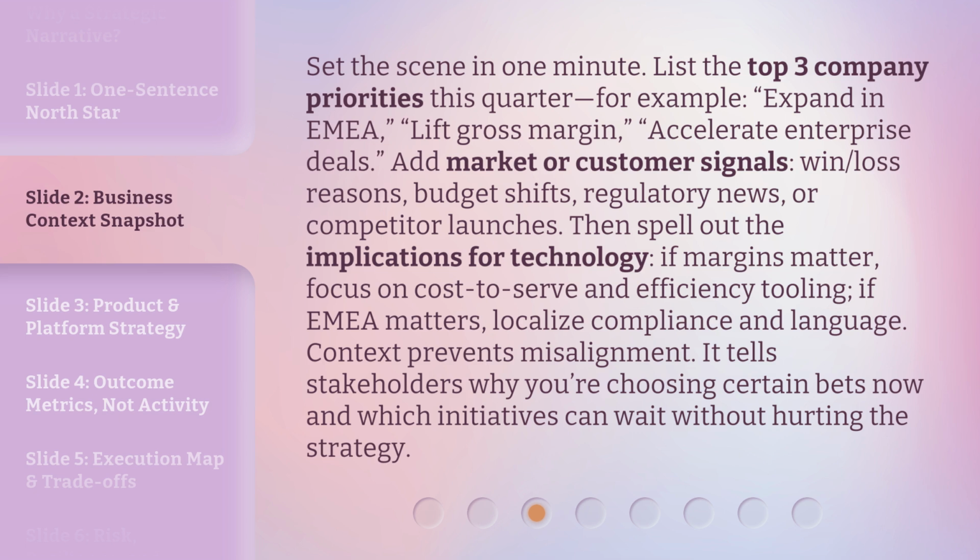If margins matter, focus on cost to serve and efficiency tooling. If EMEA matters, localize compliance and language. Context prevents misalignment. It tells stakeholders why you're choosing certain bets now and which initiatives can wait without hurting the strategy.